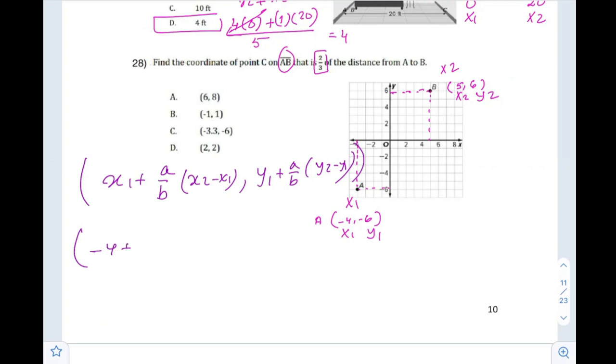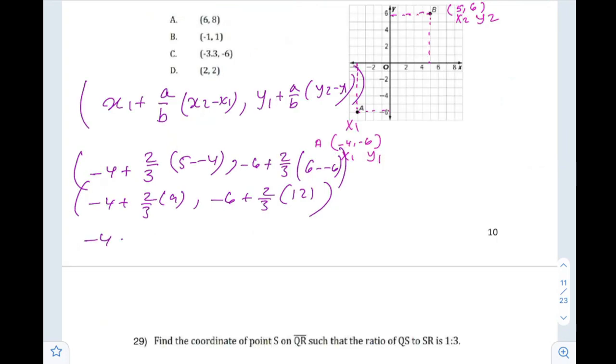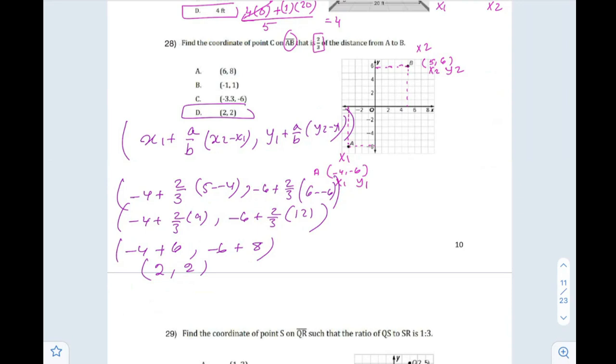So x1 plus 2 over 3, x2 minus x1, 5 minus -4, y1 is negative 6, plus 2 over 3, y2 minus y1, 6 minus -6. Don't forget the signs. So it's minus 4 plus 2 over 3 times 9, minus 6 plus 2 over 3 times 12. You can use the calculator. So it's 2 and 2. Very good. Finally, it will be 2 and 2. Yes, you have to use the fractional distance formula. Don't mix up like me.